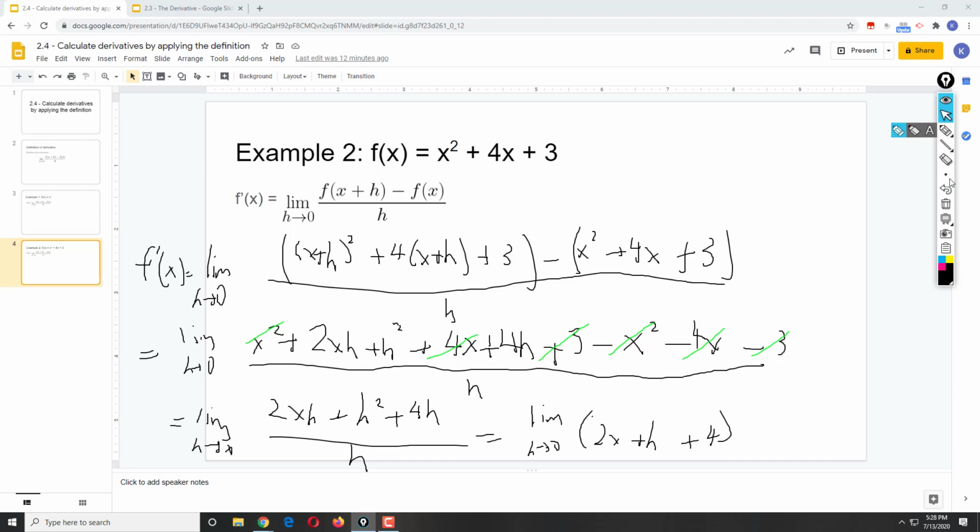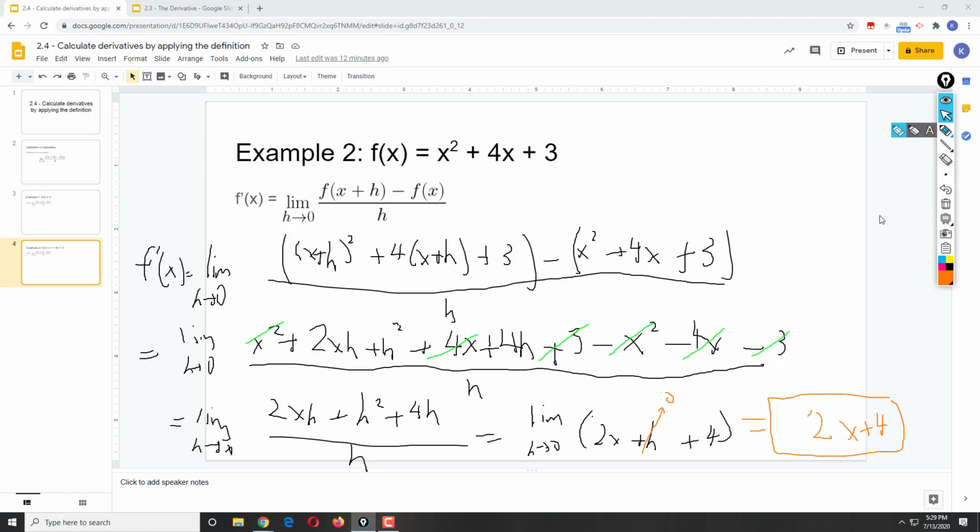Okay. We're almost done. We know that h approaches 0. That means that the h term is going to become 0. Therefore we end up with 2x plus 4. That's the slope. So the derivative of x squared plus 4x plus 3 is 2x plus 4.